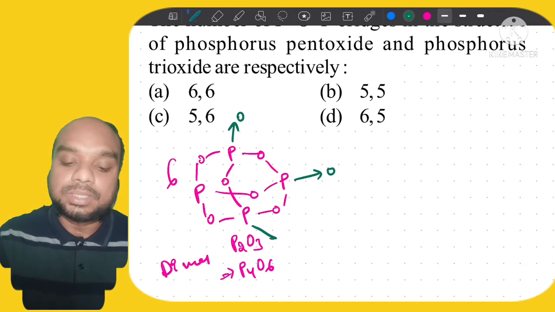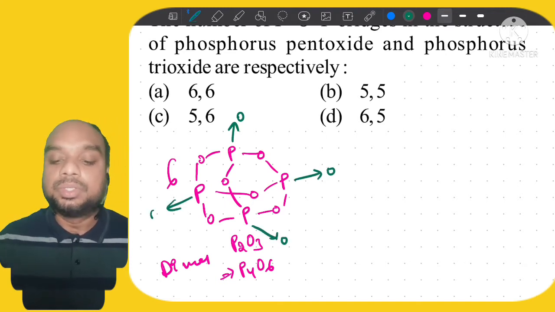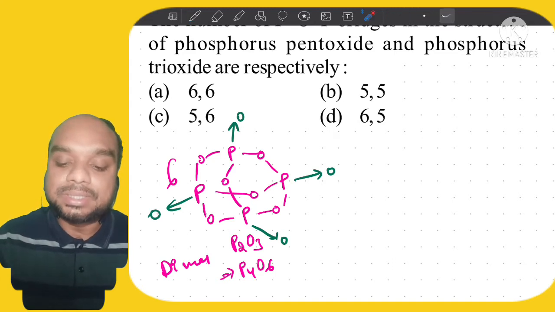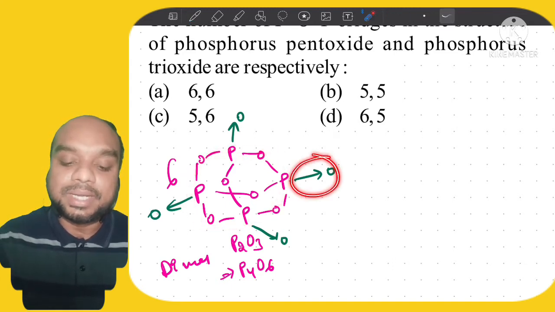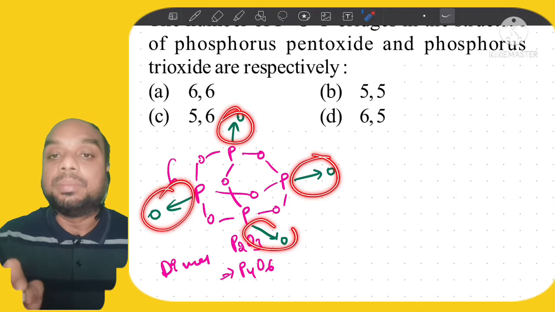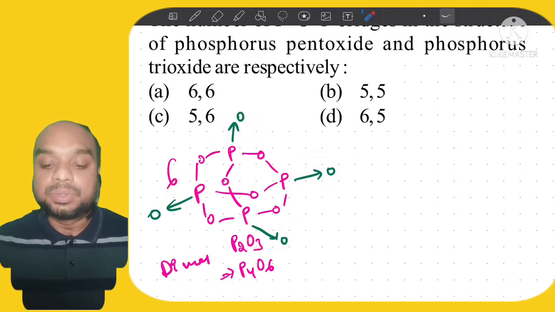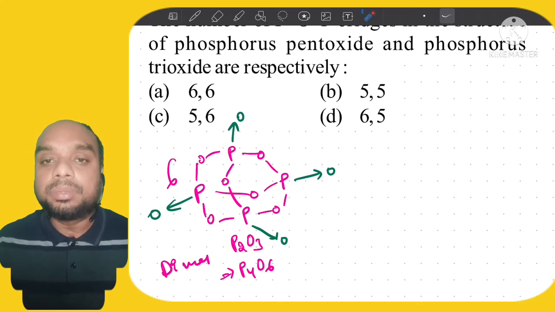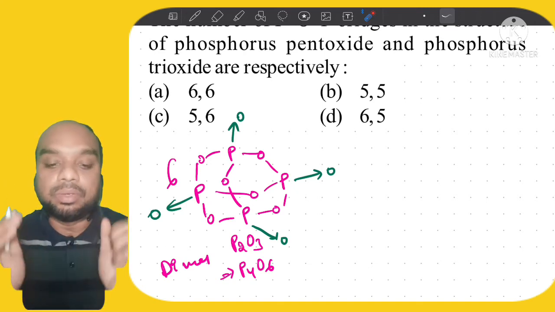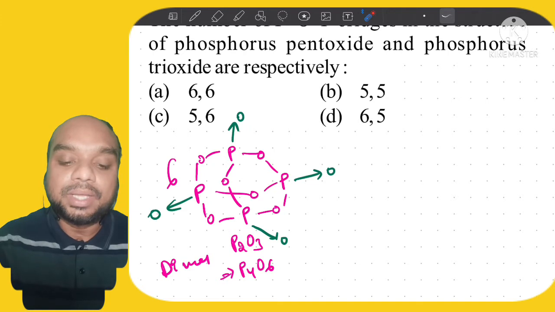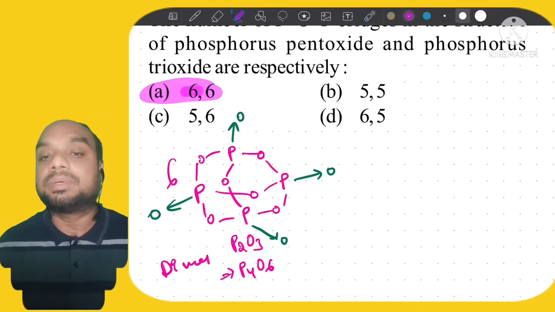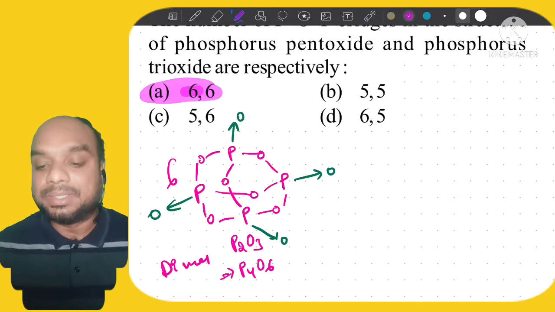With the double bonds, we have to put an extra 4 oxygen atoms. So there is no change in this structure, only 4 extra oxygen atoms are added with the double bond between phosphorus and oxygen. So this is the structure of phosphorus pentoxide. Here how many P-O-P bonds will be there? Here also 6 will be there. So what answer can we take? This one: 6 P-O-P bridges are there.